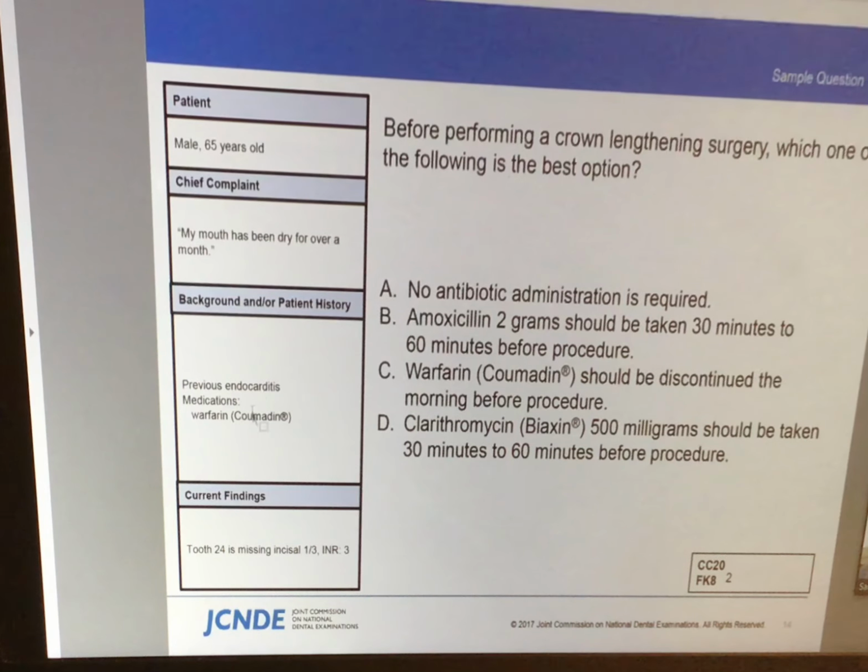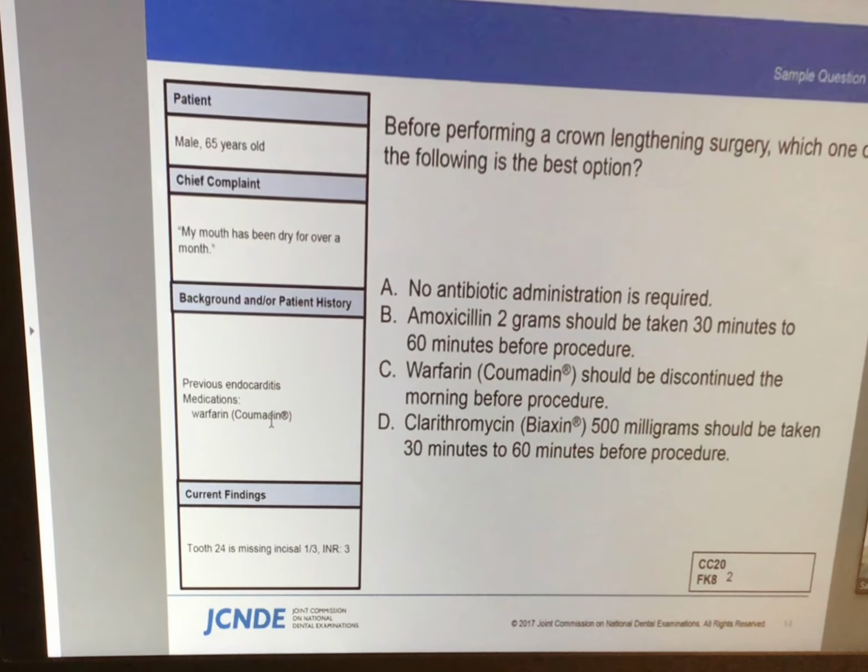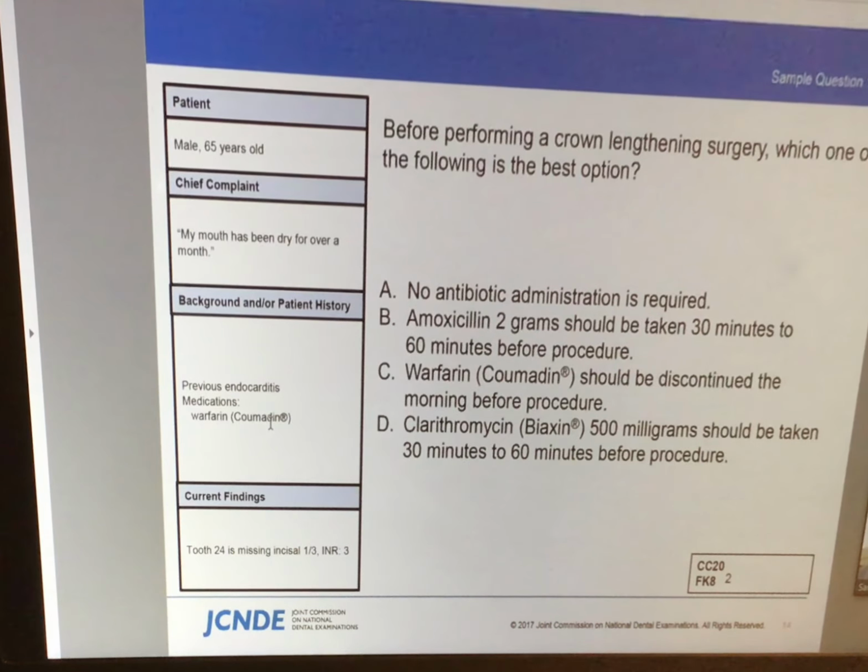Okay. So what would be the alternative to penicillin in case the patient has allergies to penicillin? Clindamycin. Okay. So every time someone asks you for pre-medication, make sure that you say amoxicillin, 2 grams, 30 minutes to 60 minutes before the extraction. And the alternative would be clindamycin, 600 milligrams, 30 minutes to 60 minutes before the procedure.